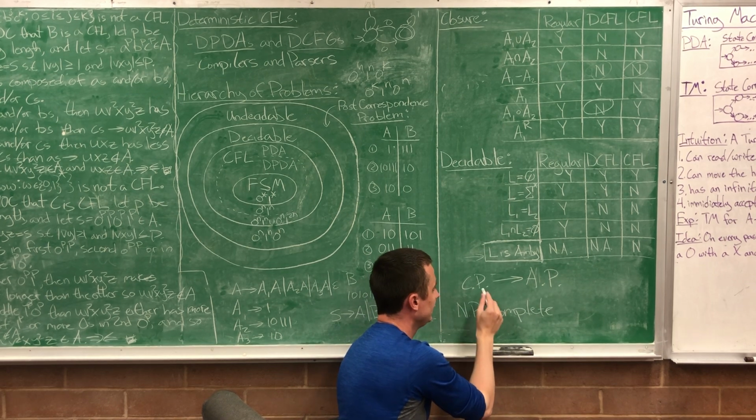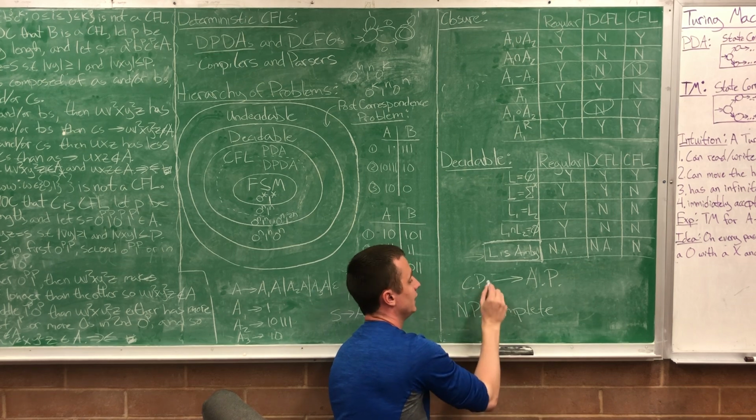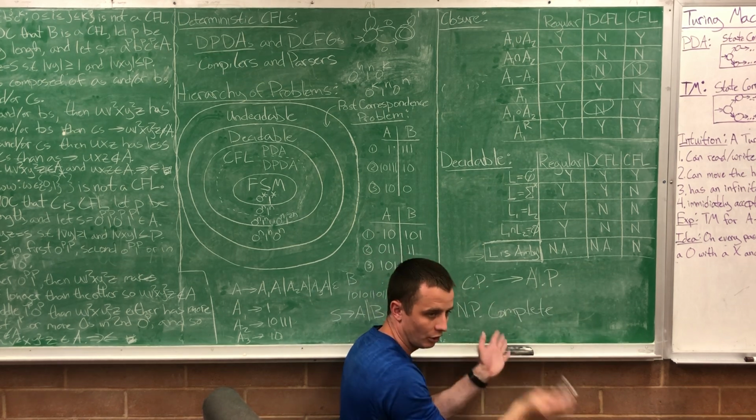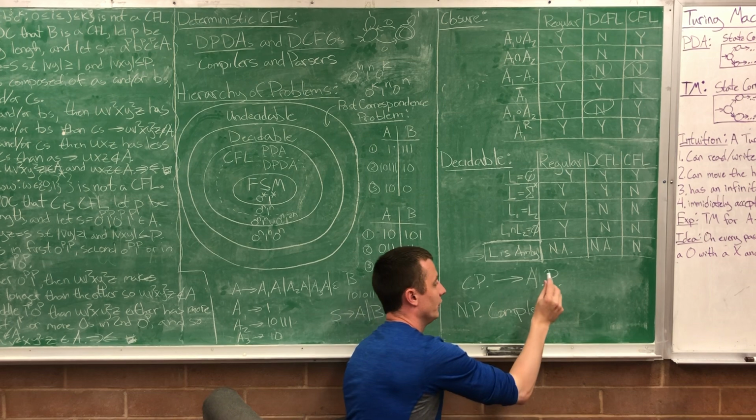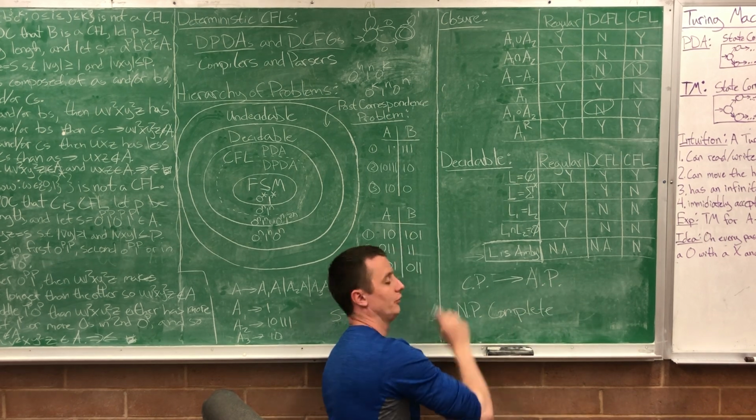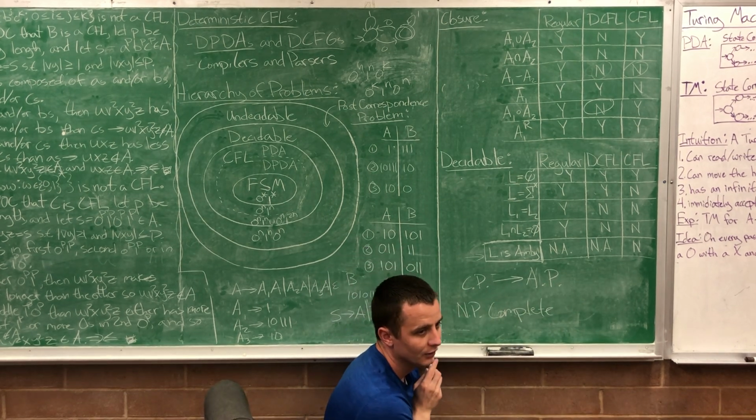The trick is showing that if there were a solution to this, it implies a solution to that. If we can show that, then we're good, because we know that there is no solution for that one. Therefore, there can't be a solution for this. And that happens all the time.